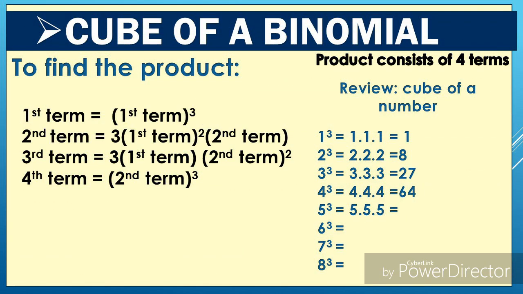Okay, to find the product of the cube of a binomial, we have the following pattern. To find the first term, we're going to cube the first term. To find the second term, we're going to have thrice the square of the first term times the second term. And for the third term, thrice or 3 times the first term times the square ng second term.